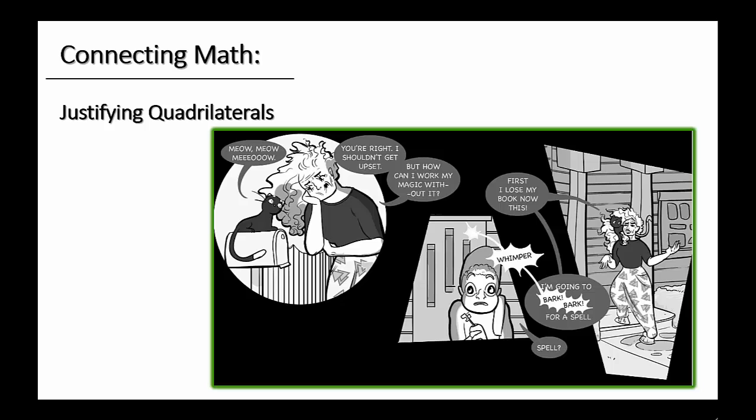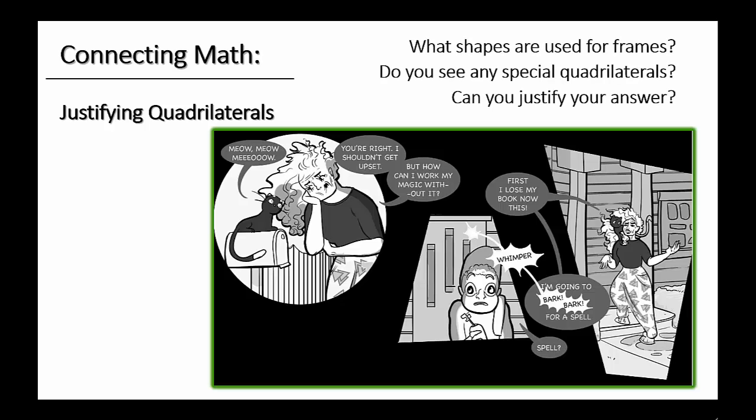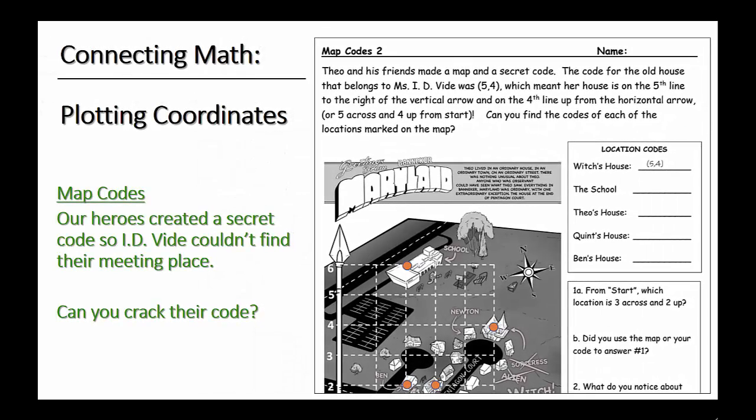I've also interjected other 5th grade math standards in Newton's Nemesis. For example, exploring quadrilaterals. Students can search for trapezoids, squares, rectangles, parallelograms throughout the story. But be careful, sometimes the frames might look like quadrilaterals but are really pentagons. What a great opportunity for children to justify their conjectures with precise mathematical language. I've also created worksheets on plotting coordinates, but hid them as a map code. Can your students figure out where our heroes plan to meet so that they can plot against Miss I Divide?